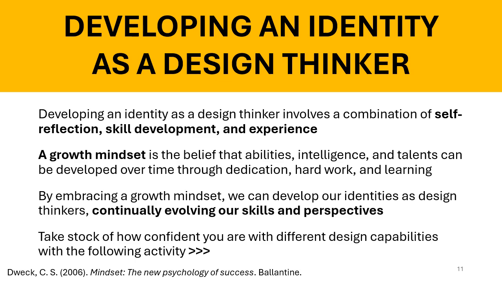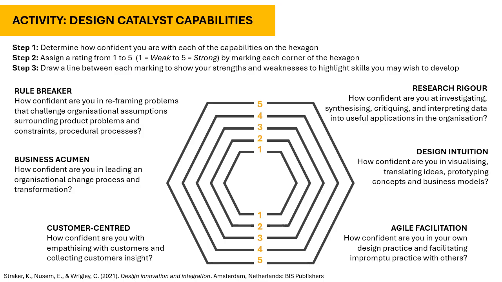So the next activity is going to take stock of how confident you are currently with different design capabilities. This activity was taken from Design Innovation and Integration, which is a great resource. It looks at how confident you are with each of the capabilities on the hexagon, with a rating from 1 to 5, where 1 is weak to 5 is strong. And you mark each corner of the hexagon, and then we draw a line between them just to create our own little map of where we feel strong and where we're not so confident.